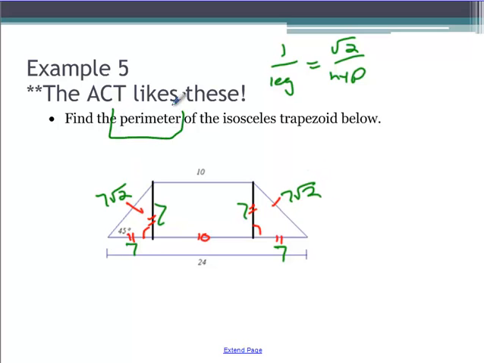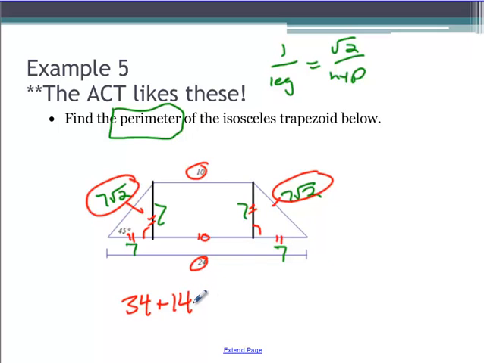Now I need to find perimeter, so I take all the sides, add them together. 10 plus 24, that's 34, plus I want to add these two together. 7 plus 7 is 14 square root of 2. Those can't combine. You can't say 48 square root of 2. 34 is separate from 14 because 14 is multiplied by the square root of 2.